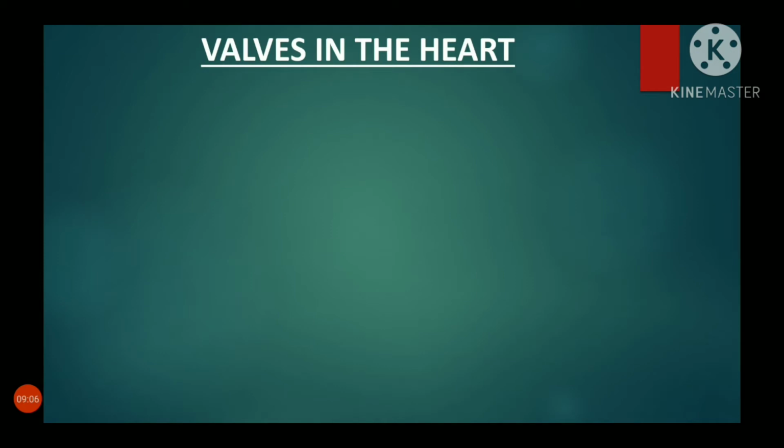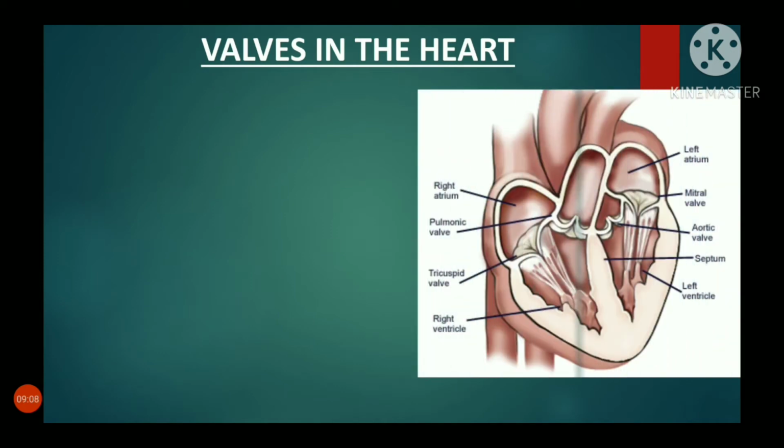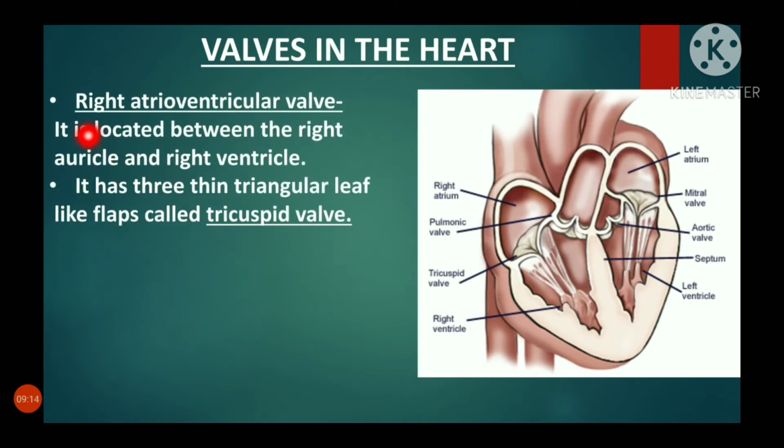Next is valves in the heart. Valves means the openings. This is the diagram. First one is the right atrioventricular valve. It is located between the right atrium and right ventricle. It has 3 thin triangular leaf-like flaps, called the tricuspid valve.